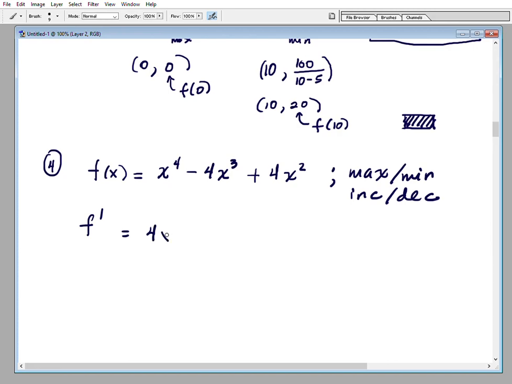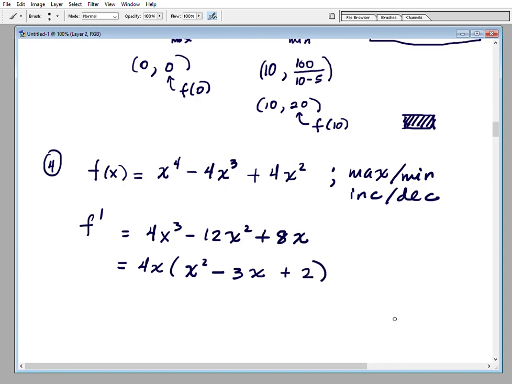The derivative is 4x cubed minus 12x squared plus 8x. All right, we're going to factor out, we can factor out x and 4. So here we have x squared minus 3x plus 2. All right, it's a good one. I just want to make sure that we didn't have to use the quadratic formula here. This does factor.